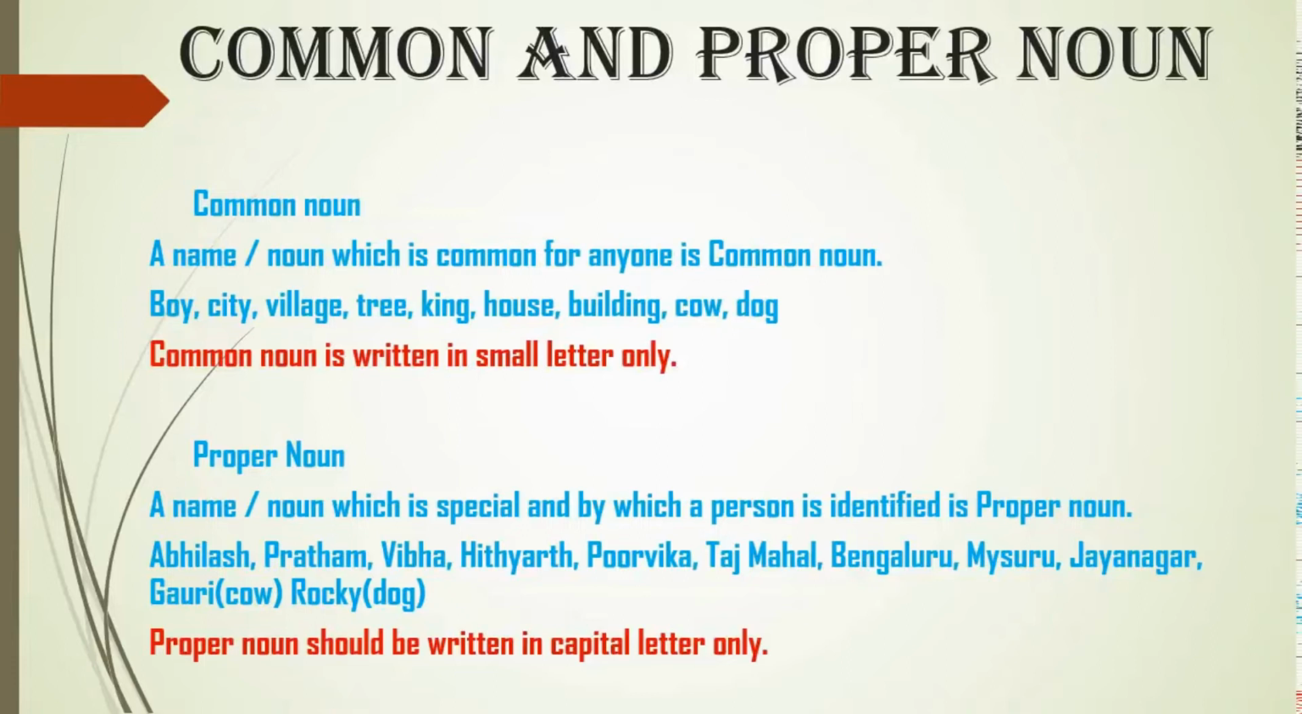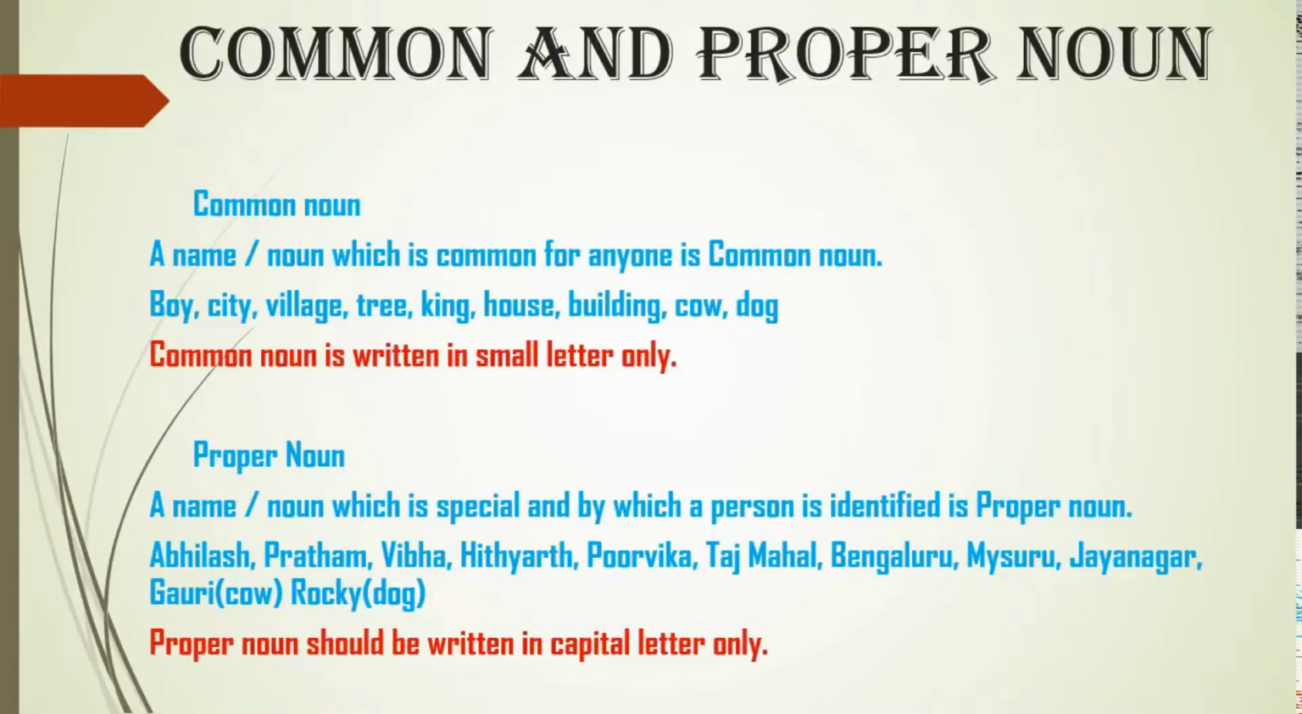Now, what is a proper noun? A name which is specifically given to a particular person for the identification purpose is a proper noun. I'll repeat again. A particular name which is given to a particular person for the identification purpose is called a proper noun. It can be given to a person, a building, a city, or many other things. A name or noun which is special and by which a person is identified is a proper noun.